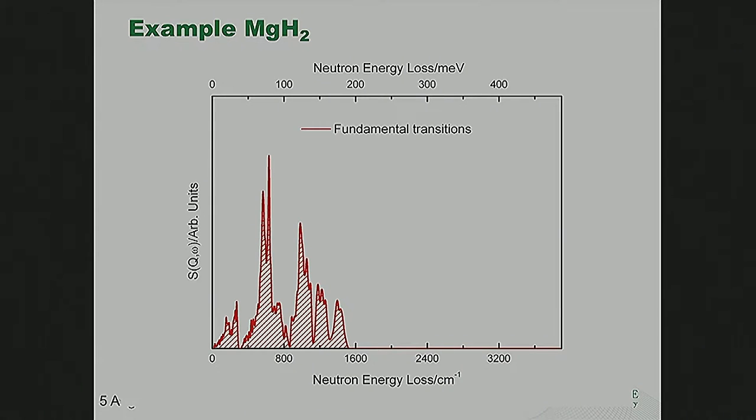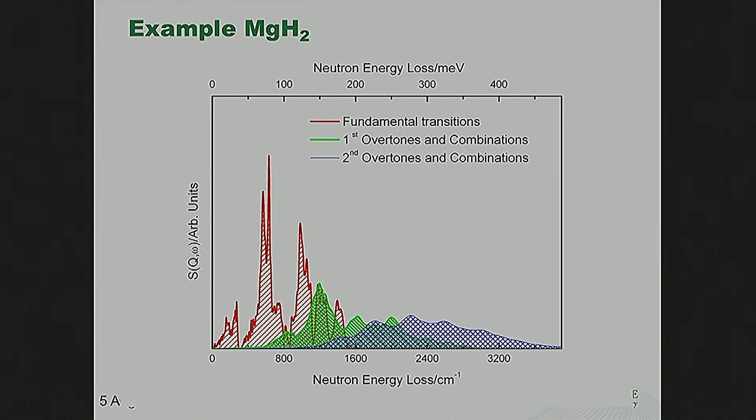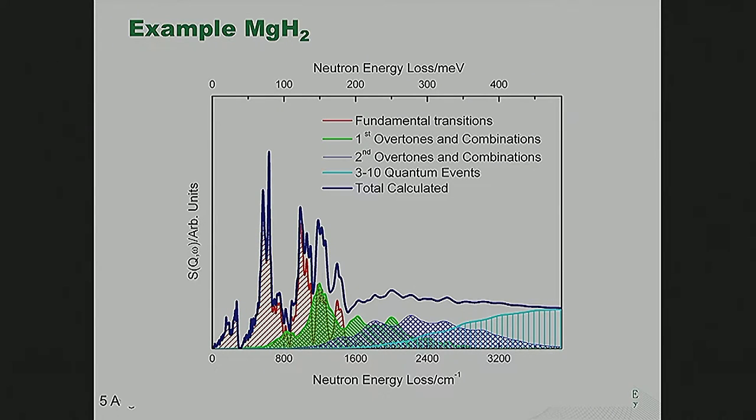Okay? So you do have the density of states, sampling such a first Brillouin zone, but the spectrum actually consists of the sum of the fundamentals, all the overtones and combinations, essentially all the possible combinations that you have in there, all the second orders, all the way up to 10 quantum events. And when you sum all of them together, what you have is the total simulated spectrum.